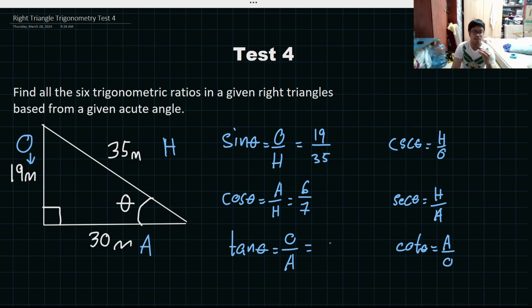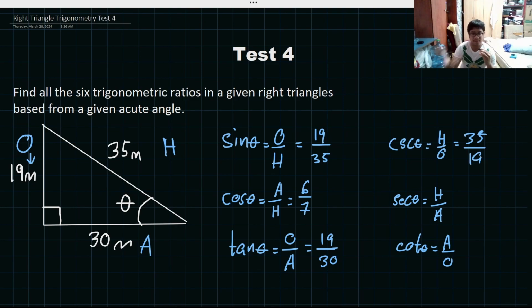Now for tangent theta, opposite all over adjacent, so we will have 19 all over 30. There we go. For cosecant theta, it's basically exchanging the position of the ratio of sine theta, because cosecant theta is the reciprocal of sine theta. If we have O over H for sine, for cosecant we have H over O. So instead of 19 all over 35, we will have 35 all over 19.